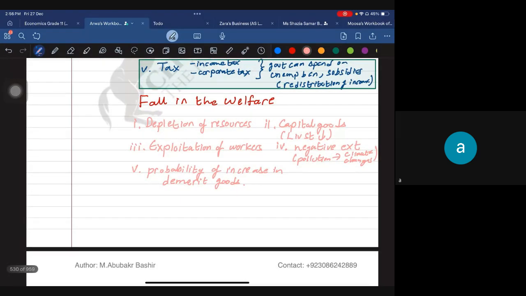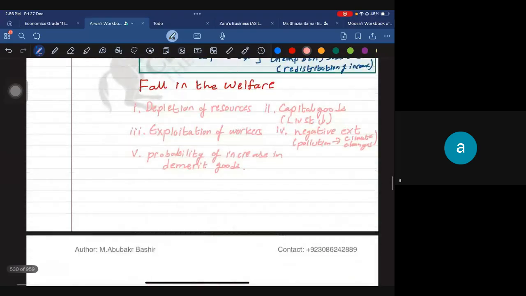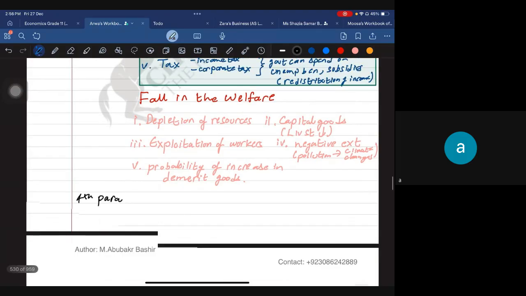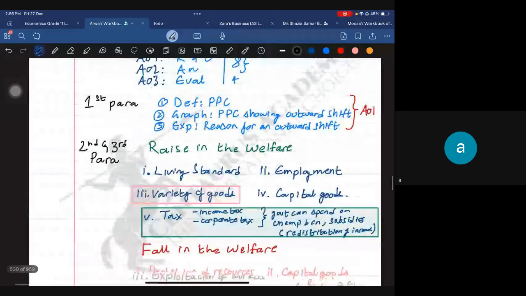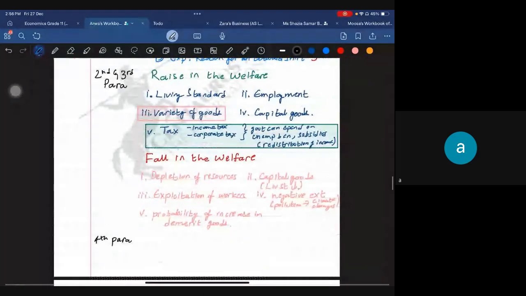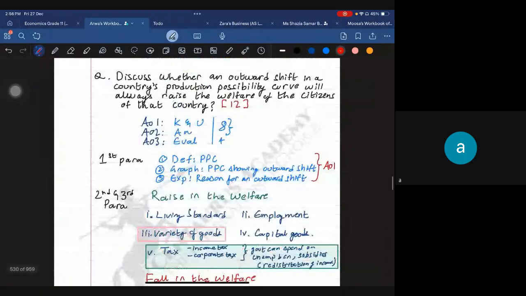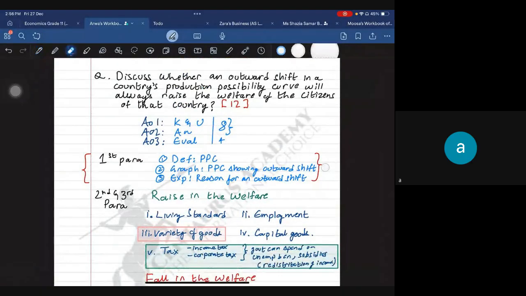Okay, now we have come to the fourth last paragraph, the evaluation, right? That is about your evaluation. So let me just add that all of this paragraph is basically the AO1.